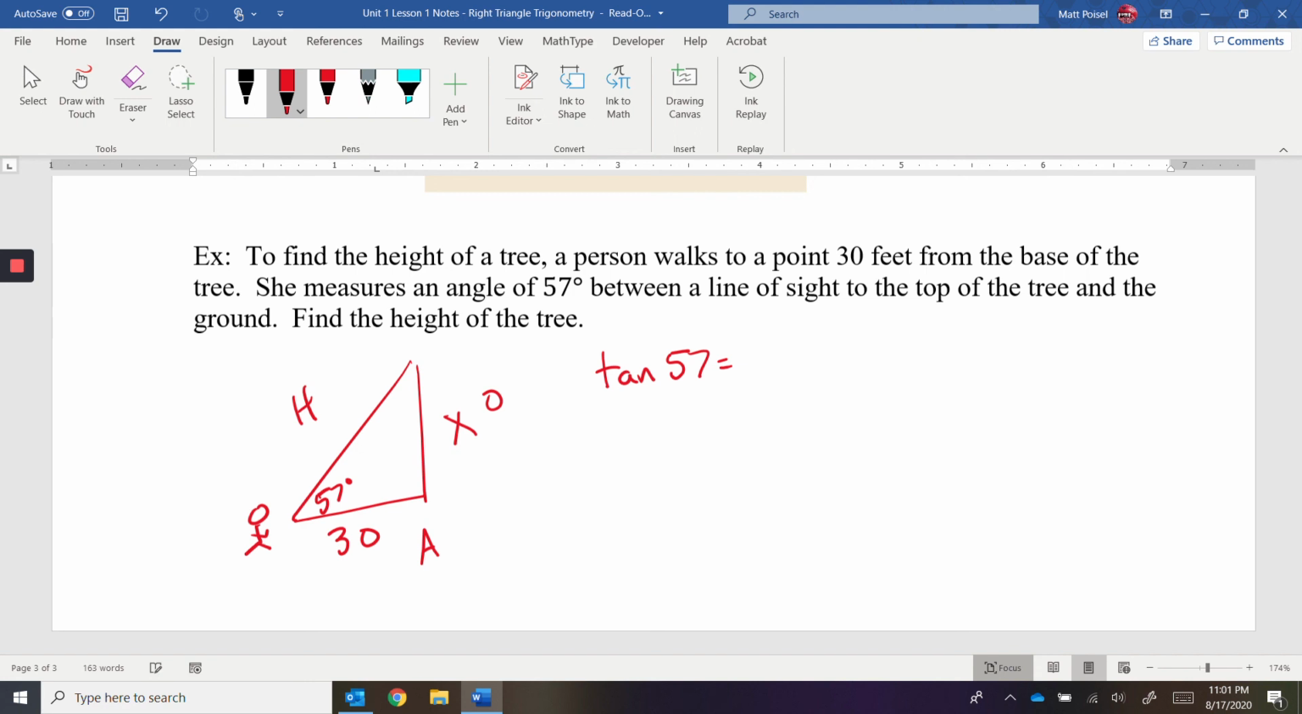So tangent of 57 is going to be x over 30. To solve this equation, we're going to multiply both sides by 30 and get 30 times the tangent of 57. Now you're going to use your calculator. Please be sure that it is in degrees. And if you type in 30 times tan of 57, hit equals, it should round to 46.2. So that's going to be the end of section 1.1, right triangle trigonometry.